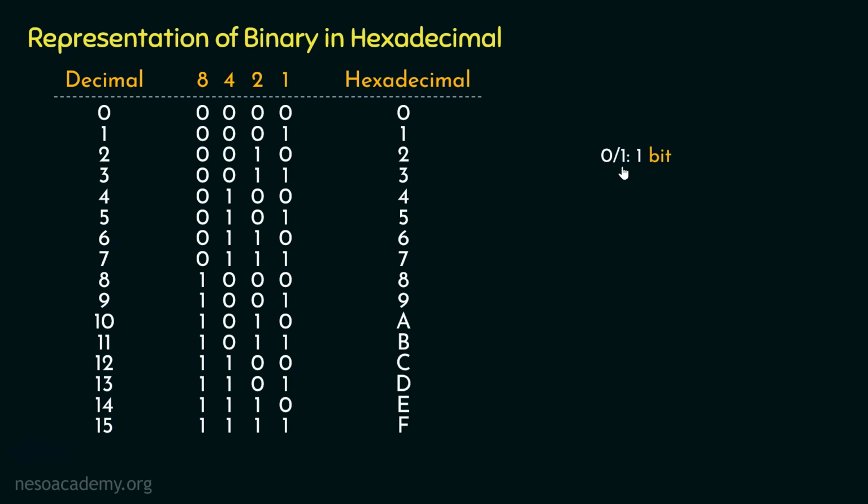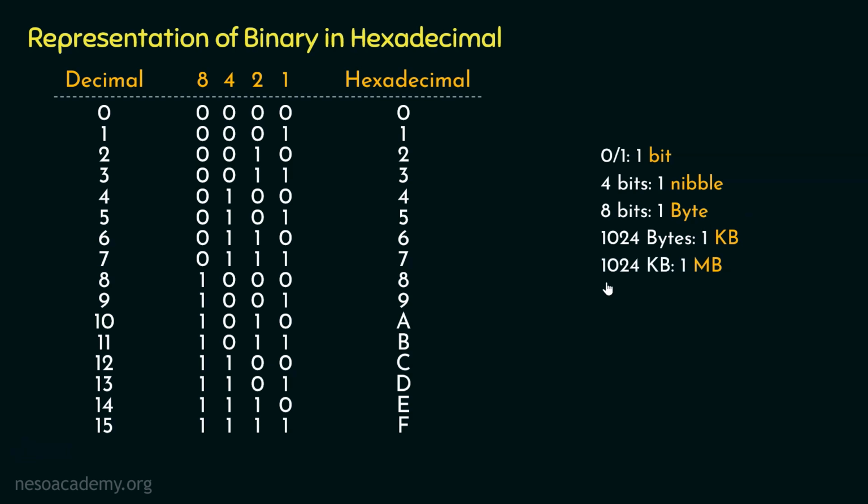So, 0 or 1 is called 1 bit, and 4 bits are called 1 nibble, then 8 bits or 2 nibbles are called 1 byte, then 1024 bytes is known as 1 KB or kilobyte, 1024 kilobytes is known as 1 megabyte or MB. Similarly, 1024 megabytes is known as 1 gigabyte. 1024 gigabytes is called 1 terabyte. Then 1024 terabytes is known as 1 petabyte. And this metric goes on.